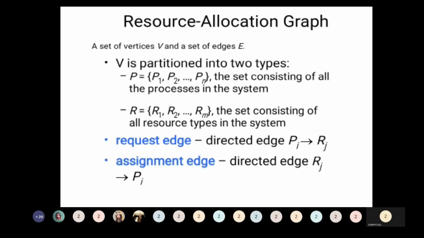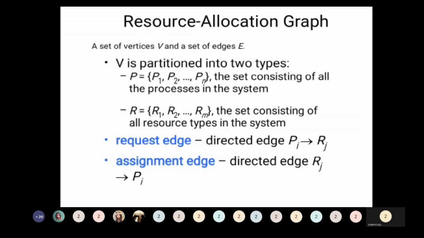V is partitioned into two types. Vertices we name as V, edges we name as E in a graph called a resource allocation graph. And this V is partitioned into two types, P and R. P is nothing but the set of processes in the particular system for which you are drawing the resource allocation graph. R is the set of resources in the system for which we are drawing the resource allocation graph.